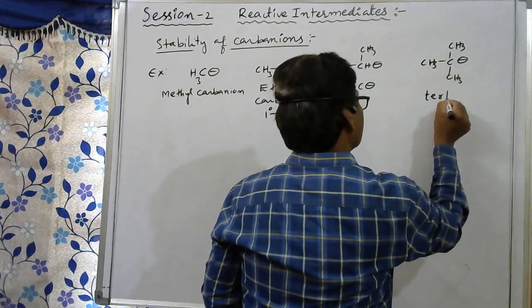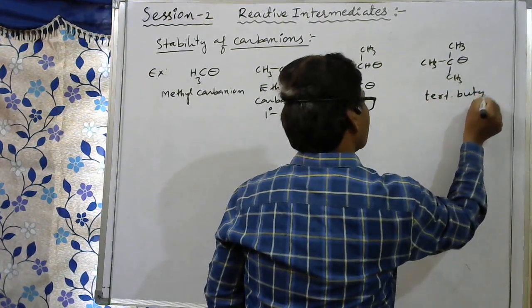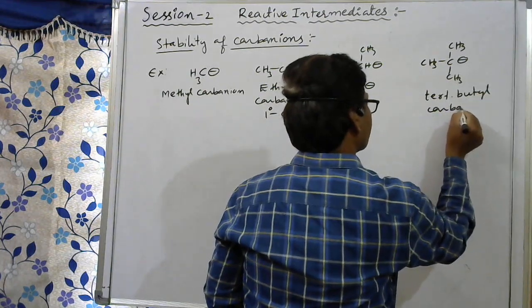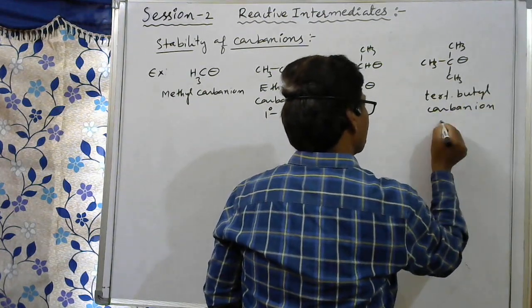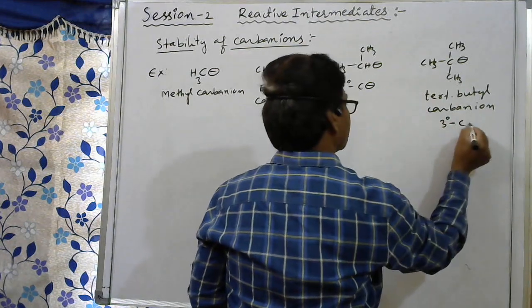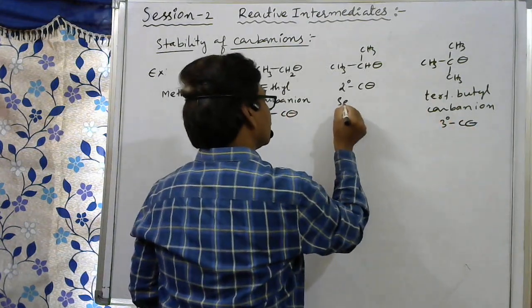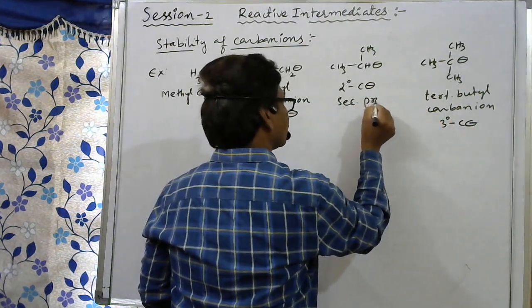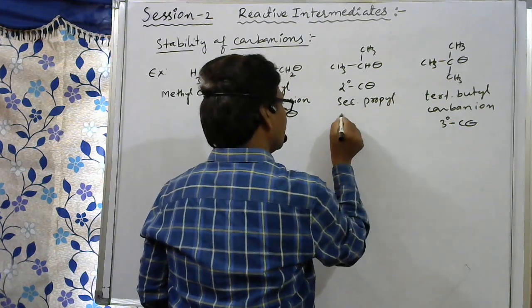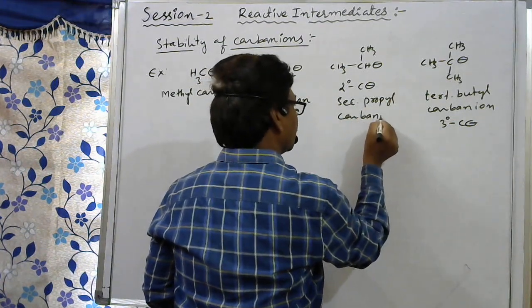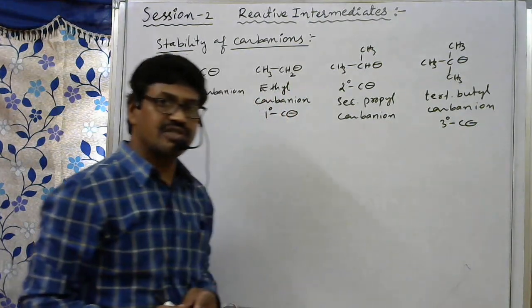This is tertiary butyl carbanion. This is tertiary C minus. This is secondary propyl carbanion. So, what is the stability order for this?